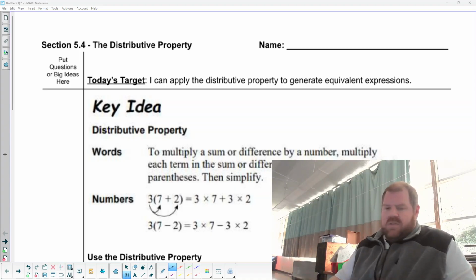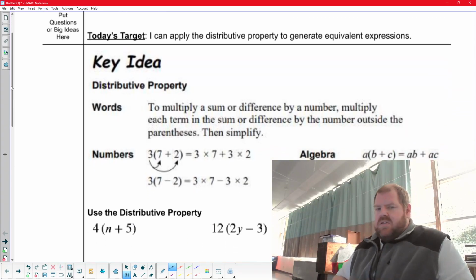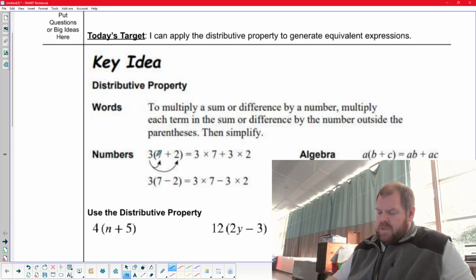It really comes down to the main idea that the distributive property means to multiply a sum or difference by a number. In order to do that, we distribute, or multiply, each term. That's what's shown here: we're multiplying each term in those parentheses by that number. Again, I'm going to pretty much switch to the dot operator for multiplication.